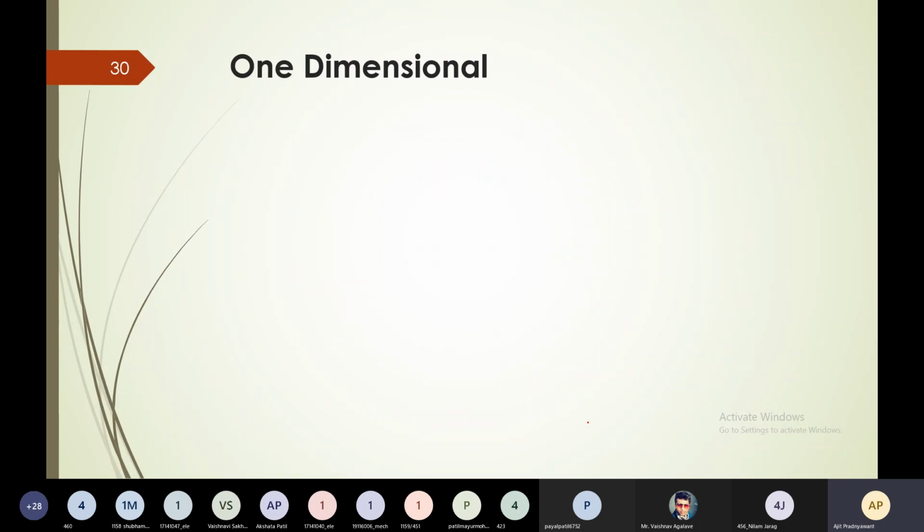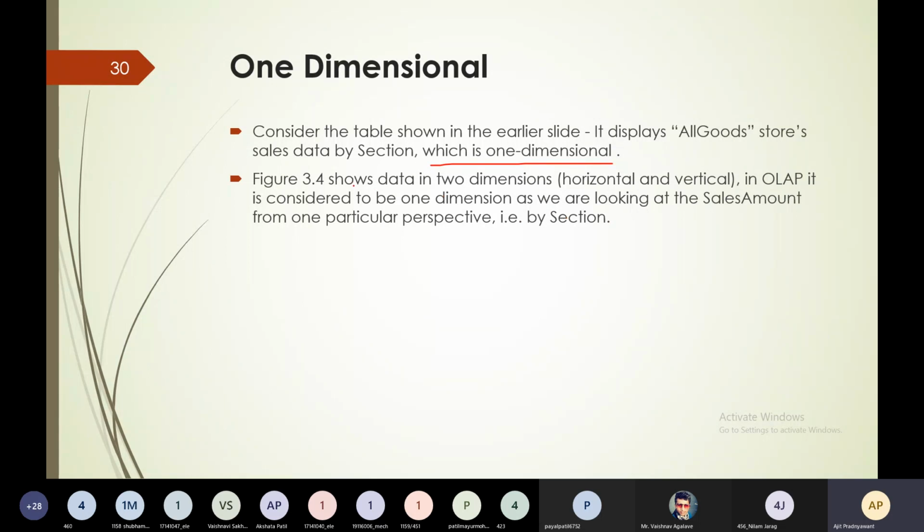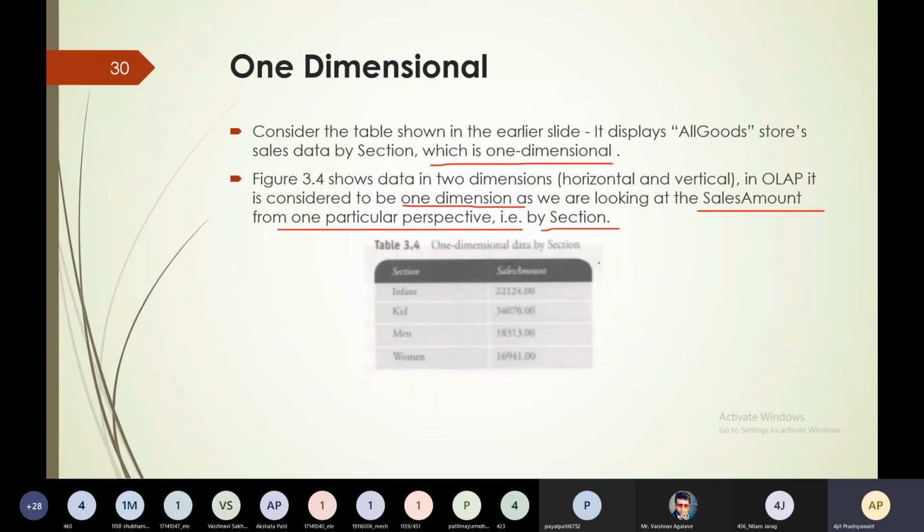Now we are going to learn about the one-dimensional data. Consider the table shown in the earlier slide. It displays all goods stores sales data by section, which is one-dimensional. Figure 3.4 shows data in two-dimensional, horizontal and vertical. In OLAP, it is considered to be one-dimensional, as we are looking at sales amount from one particular perspective, that is by section.